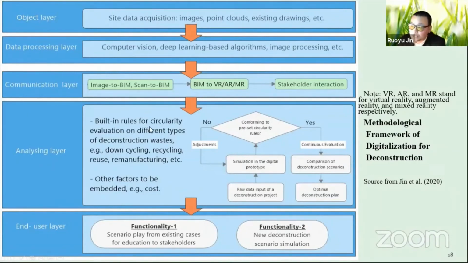And you can pre-set the criteria that you want. You can build in the algorithm rules for circularity evaluation, or you can define what circularity is. You can define the potential for circularity according to the types and the weight, and also decide: are you going to downcycle it? Are you going to recycle it? Are you going to reuse it? If you reuse it, where are you going to reuse it? That basically describes a workflow in the algorithm.